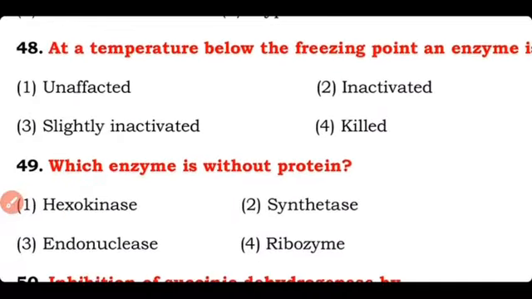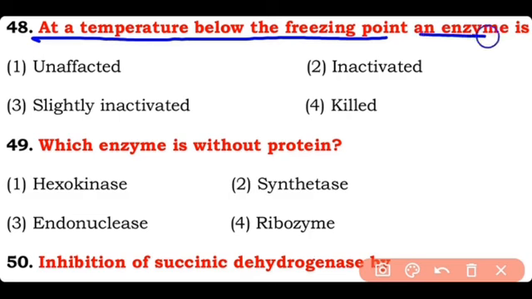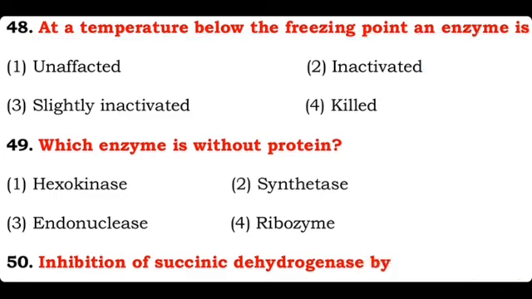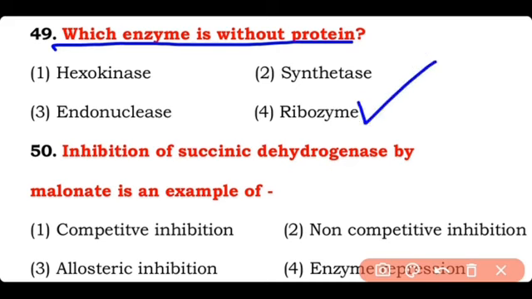Question number 48. At temperature below the freezing point, an enzyme is unaffected, inactivated, slightly inactivated, killed. So correct answer is option 2. Enzymes at extreme low or extreme high temperature become inactivated. Question number 49. Which enzyme is without protein? Hexokinase, synthetase, endonuclease, ribozyme. So correct answer is option 4. Ribozyme is an enzyme that is without protein and it is a catalytic RNA.